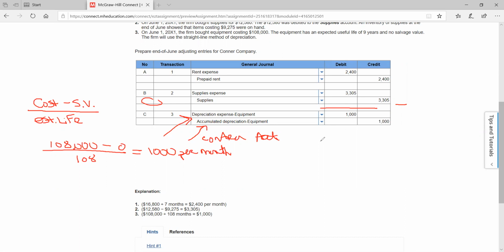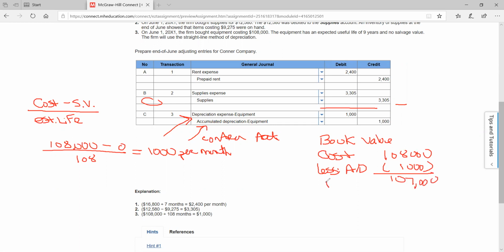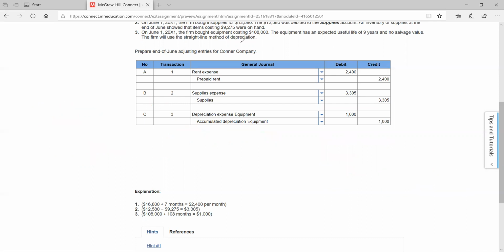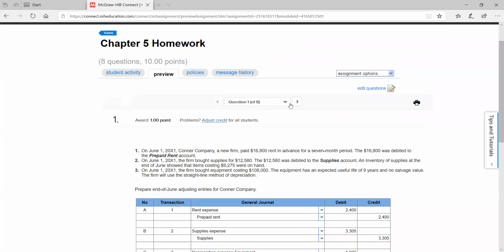And then one more thing, you may come across this thing called book value. Book value is defined by cost less your accumulated depreciation. So our cost, which never changes, that's a historical cost. If we subtract out our accumulated depreciation after 1 month, you would say that the equipment has a book value right at $107,000. That would be what's on the balance sheet. So you may come across that in your reading. If you do, maybe this will help you understand that a little bit more. All right, so this was number 1.